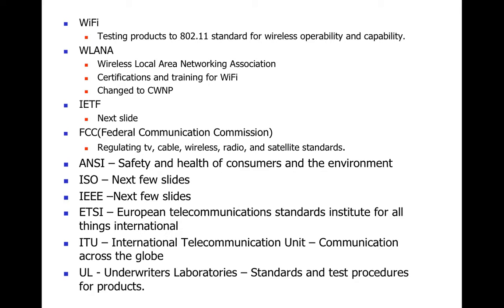ANSI, American National Standards Institute. It's for the safety and health of consumers and the environment. ISO, which is the International Organization for Standardization, which is actually coming up with the networking standard, which we'll talk about today. IEEE is the Institute of Electrical and Electronics Engineers, which actually comes up with a lot of electrical standards, electronic standards that you see.